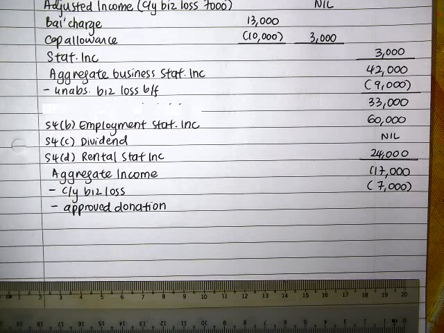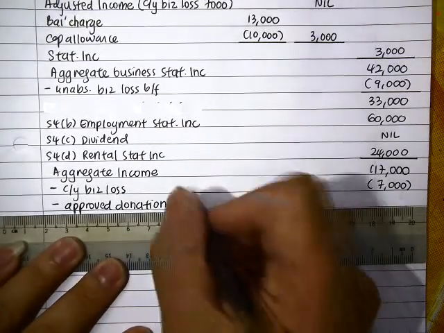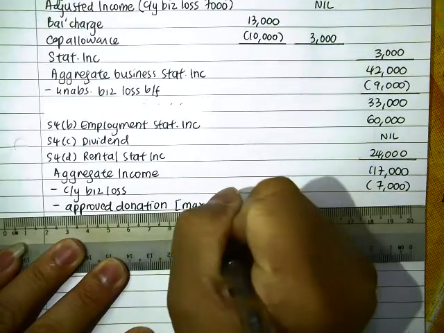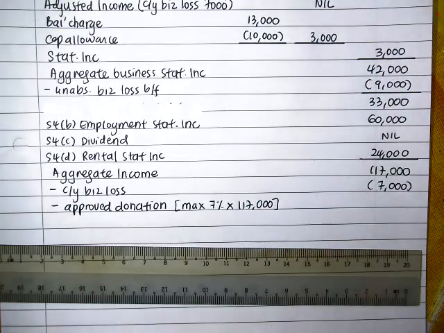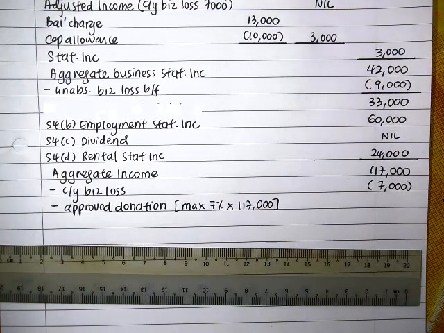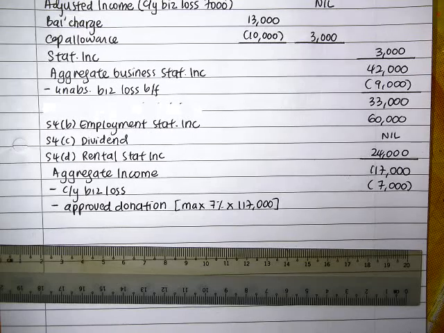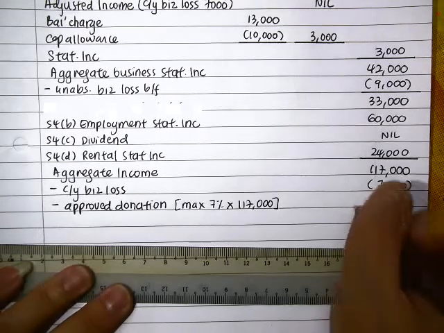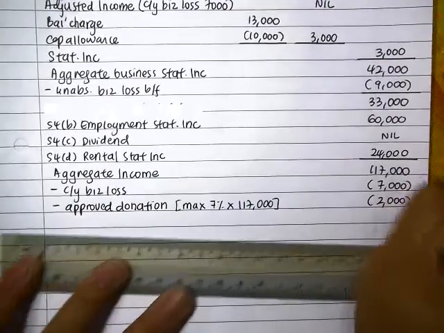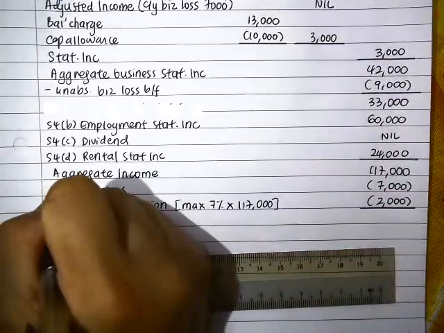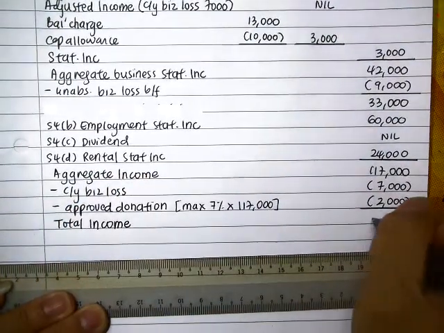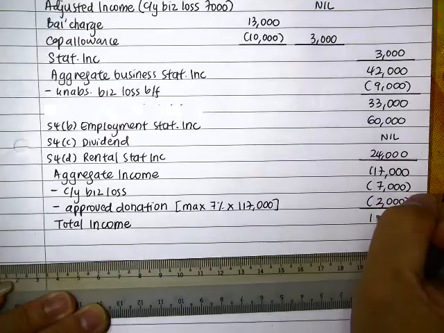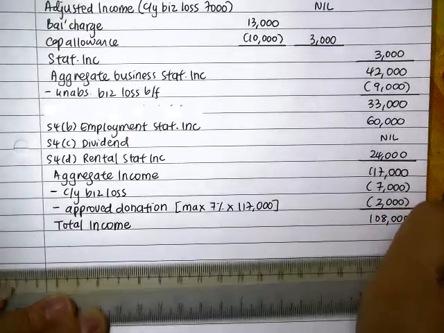So that's why you have to minus in this sequence because it's a treatment. Now, if it's an approved donation to an institution, like in this case an orphanage, then the rule tells us that the maximum deduction you can take is 7% of your aggregate. We'll see the rule later, so just check and see. 7% of 117 is 8,190. The amount is only 2,000, so just go ahead and claim this. Right, we come to total income, 108,000.